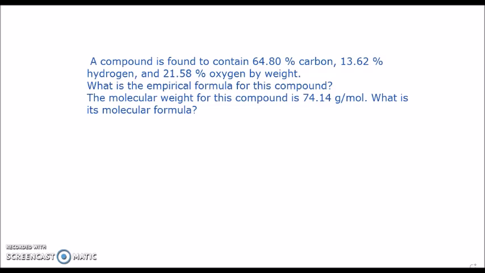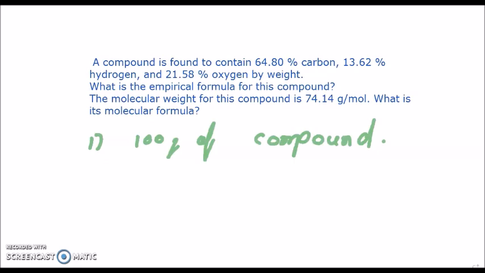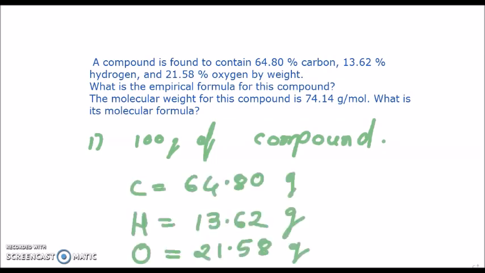Now we are going to solve this in 3 steps. In step number 1, we'll assume that we have 100 grams of parent compound. So in all such problems, wherever we have been given the mass percentage of all the elements, we have to assume that the total mass is 100 grams, and then proceed to find the individual masses. So the carbon, hydrogen, oxygen masses respectively are shown on the whiteboard. So total 100 grams.